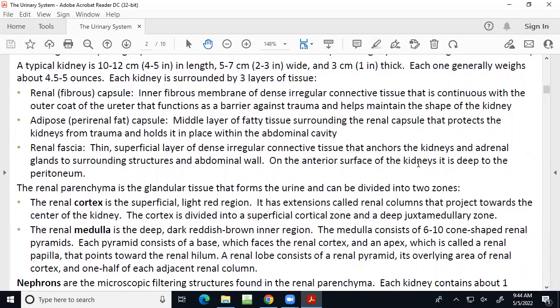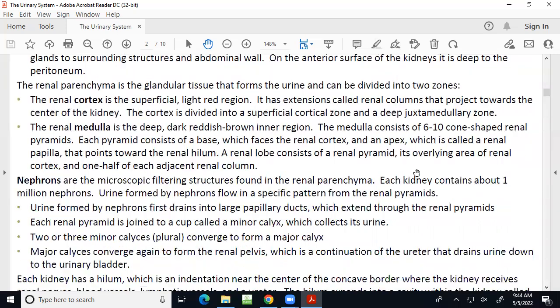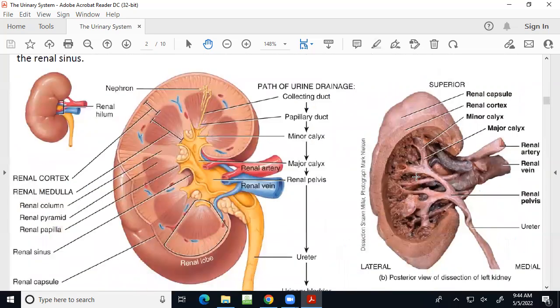Each kidney is surrounded by 3 layers of tissue: the renal or fibrous capsule, which is the innermost, so that's the deepest layer; the adipose or perirenal fat capsule, which is in the middle; and then the renal fascia, which is on the outside. It's the superficial layer. Looking at the illustration here at the bottom, in the picture of the cadaver kidney on the right, we can only see one of those 3 layers, and that's the renal capsule, and that's that thin layer you can see labeled down there at the bottom.